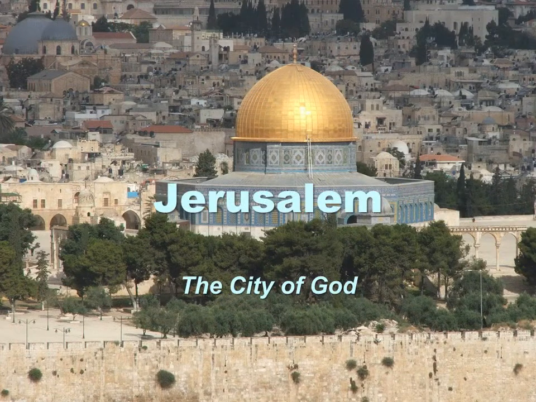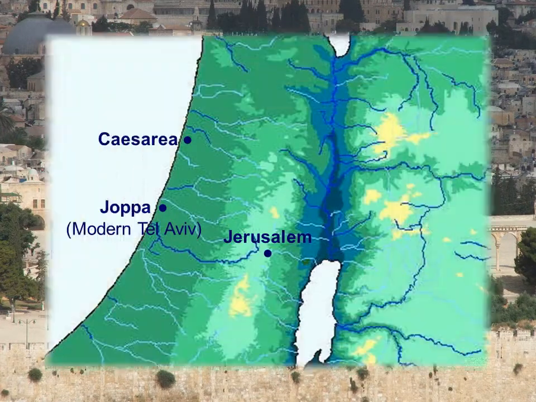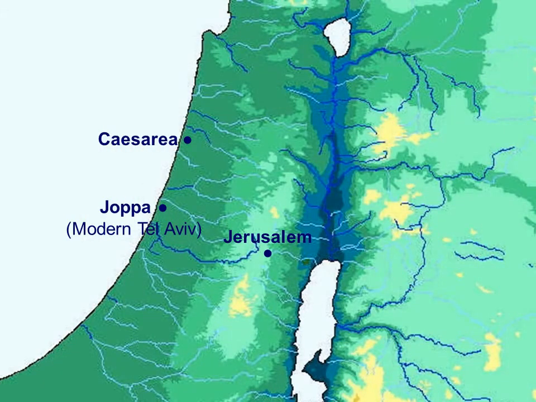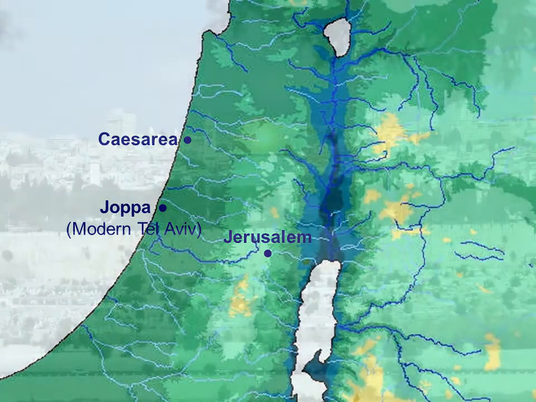Now let's turn to Jerusalem, the city of God. To get there, we move to that central mountain range that lies west of the Jordan River and the Dead Sea. In fact, Jerusalem is almost parallel to the northern end of the Dead Sea. It's located about 2,200 feet above sea level.